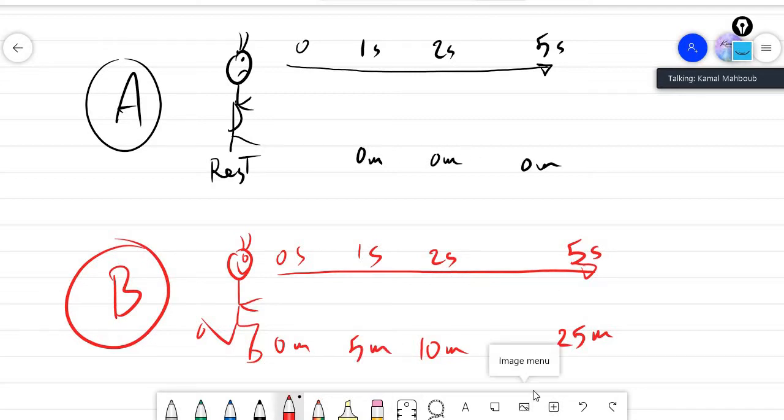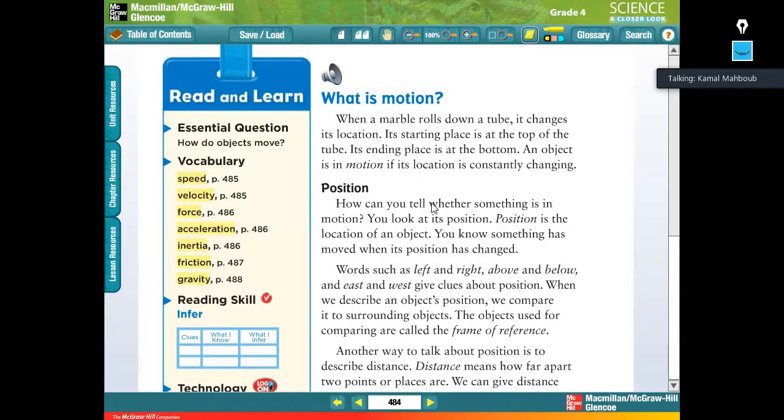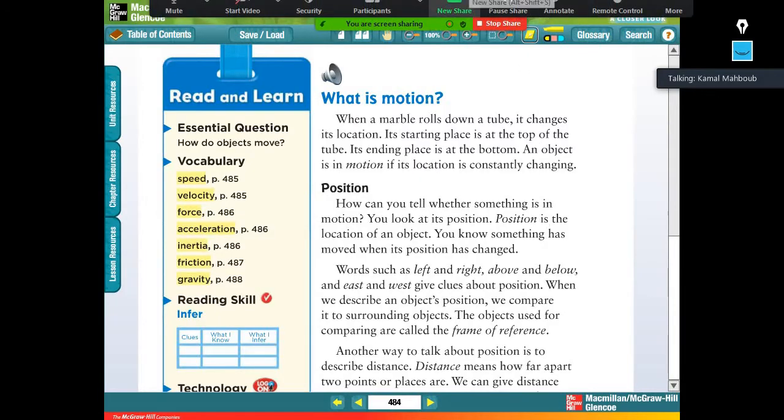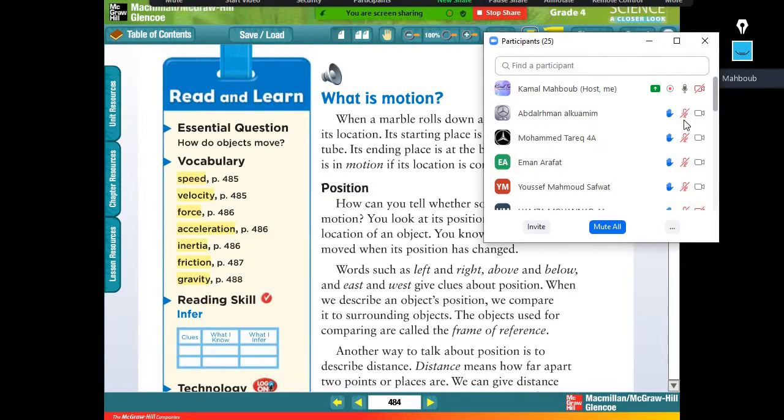Okay, guys, now that is our session for today. Changing in position, changing in your direction, it means motion. Let's read the book for this part to understand more about motion and changing in position or location. Okay, now thanks a lot, my friends.